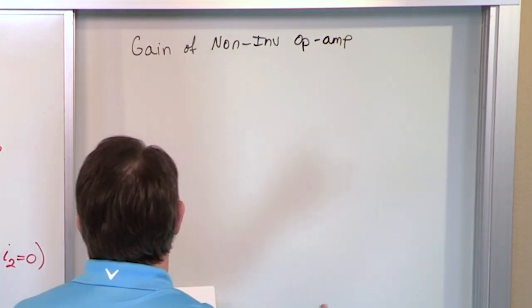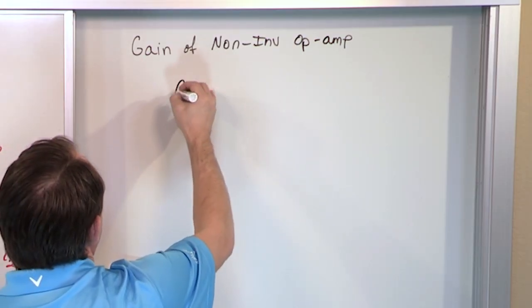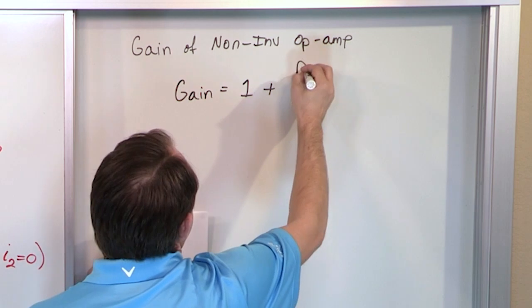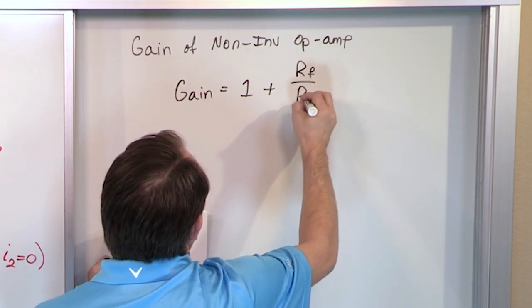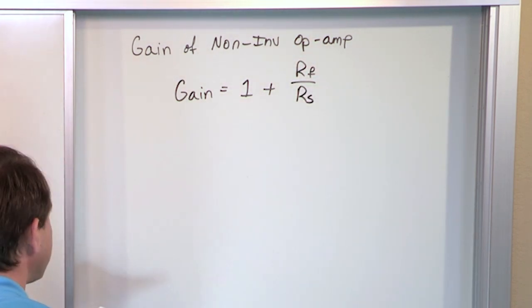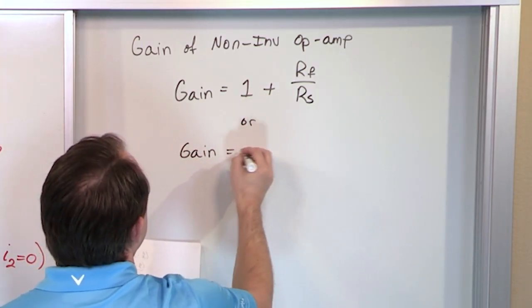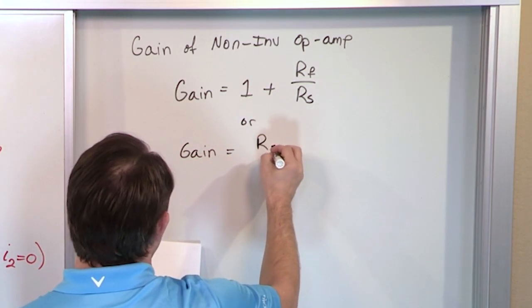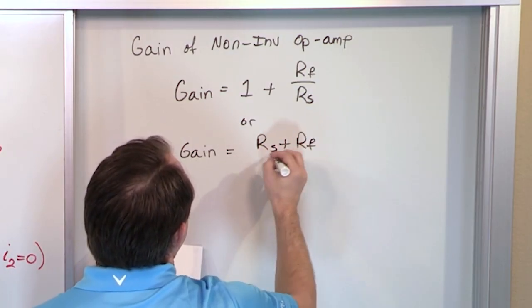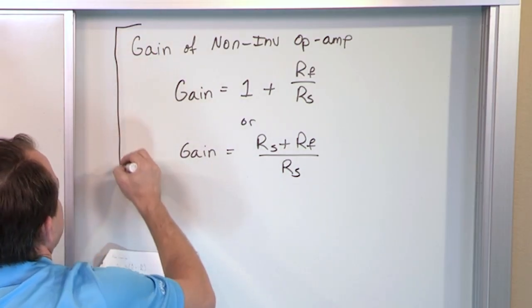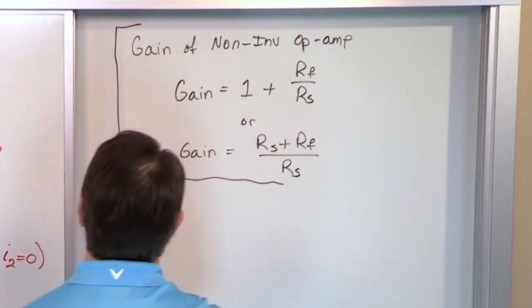Right? There's two ways to write it. Depending on your book, you'll see it two different ways. The gain can be written as 1 plus the feedback resistance over the source resistance, or the gain can be written as RS plus RF over RS. So this by far is the most important thing to write down.